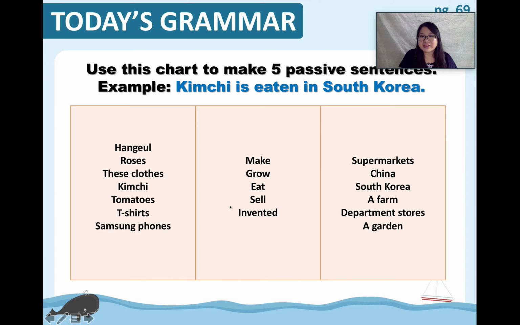Or you can match something else. Roses are grown where? So take a moment to write 5 sentences. If you don't know the past participle of these verbs, you can always look it up online. It is a little difficult, but you just need to memorize the different participles. Okay, so go ahead, write your sentences in your notebook.